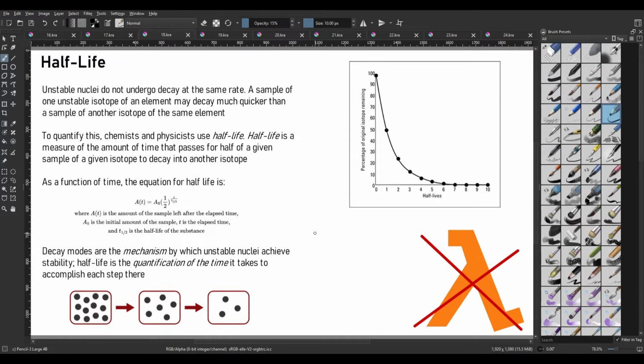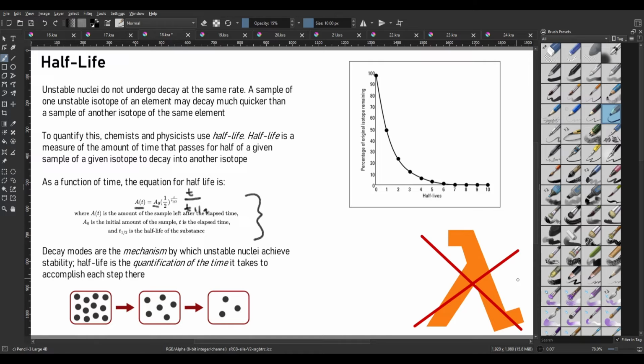As a function of time, the equation for half-life is given down here. So we have the amount of the sample left after a given amount of time, A of t. We have the initial amount, A sub naught, multiplied by 1/2. And then in the exponent, we have the time elapsed on the top, just as t. And we have that over the half-life, which is abbreviated here as t sub 1/2. And those time units can be whatever as long as they match. Usually the amounts are going to be measured in grams because that is the SI unit for mass. But this is the equation for half-life.